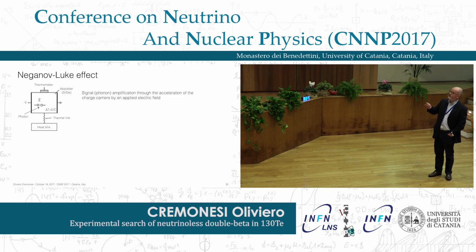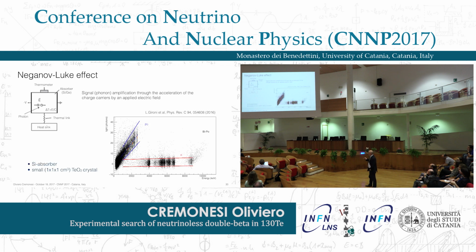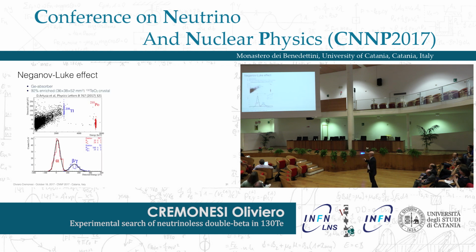Let me just mention quickly the Neganov-Luke. This is somewhat technical; it is somehow a proportional counter of heat. You are enhancing the heat signal by accelerating the charge carriers, and so you increase the signal. In this way, you can separate, this is one of the examples with the silicon absorber, the beta signal from the alpha, for which, of course, they are under threshold for Cherenkov light.